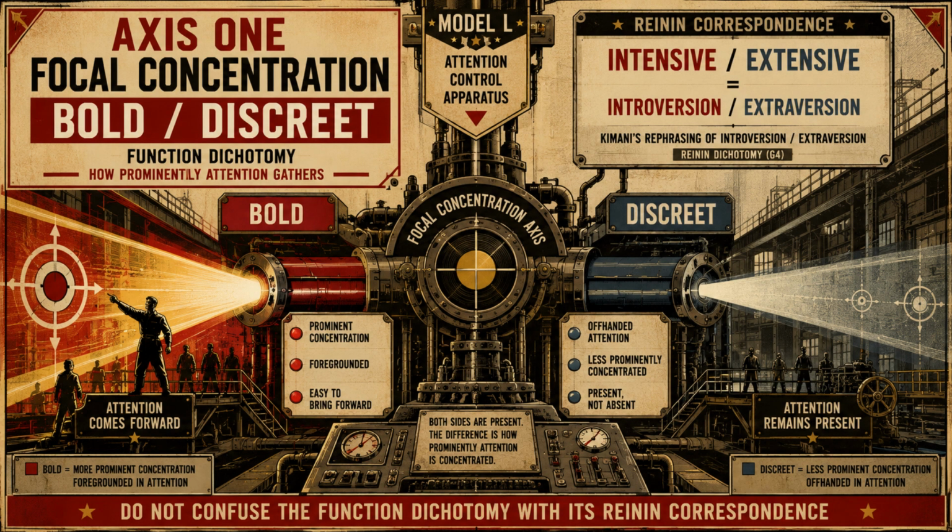Kimani's terms intensive and extensive belong at the Reinin level. They are his rephrasing of introversion and extraversion. So we can say that bold and discrete correspond to intensive and extensive at the Reinin level, but we should not collapse the two layers into one. For interest, the function-level distinction is bold or discrete.